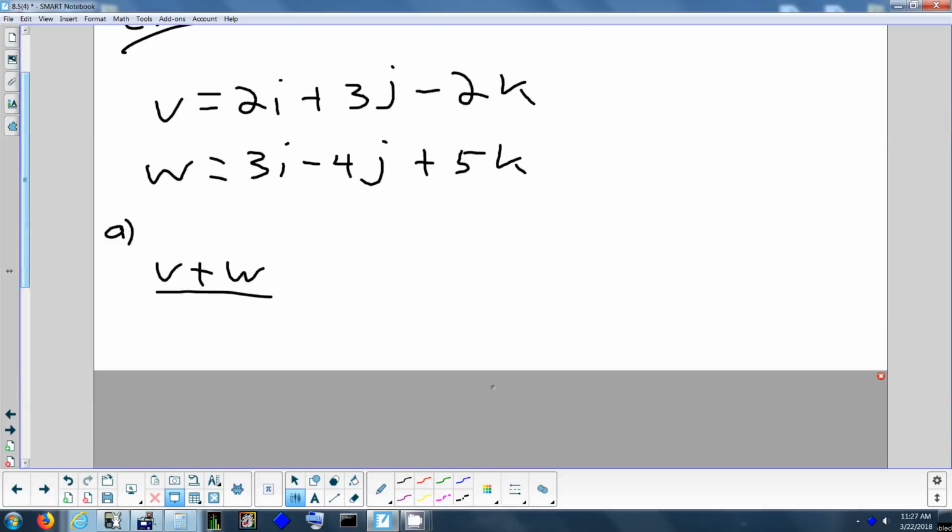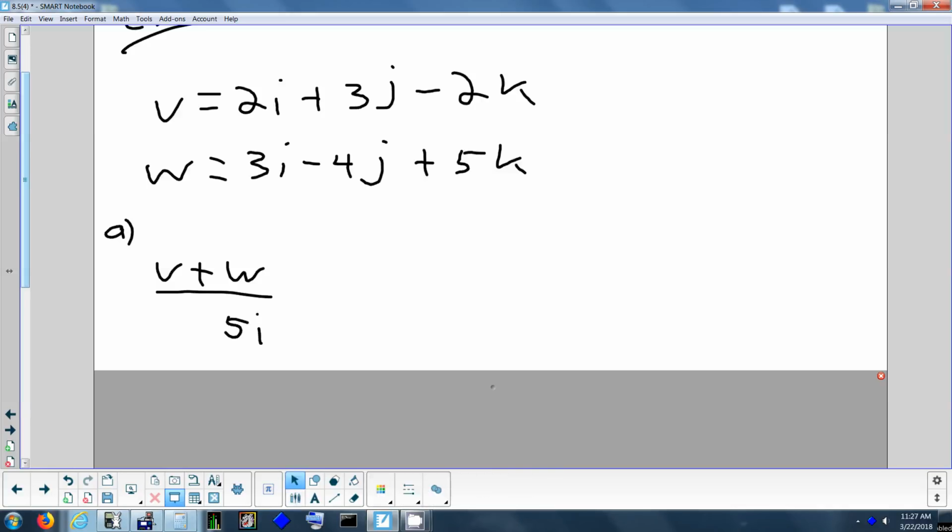So think of it as combining like terms. Combine the i's, combine the j's, combine the k's. Okay, how do you combine them? Look at what they want you to do. They want you to add them. So AJ, if I add those up, what would be my i component? 5. Yep, exactly. 5i.